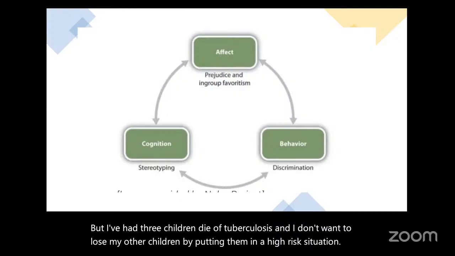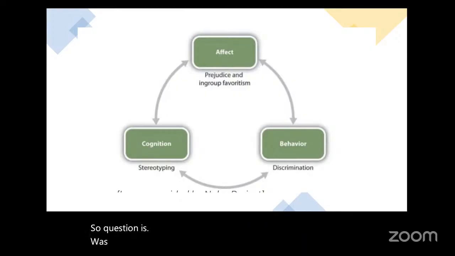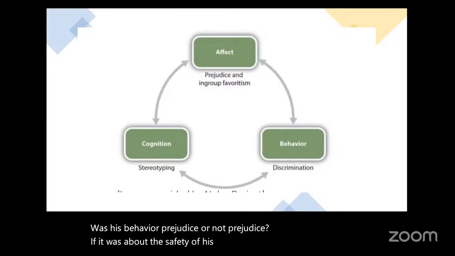So, question is, was his behavior prejudice or not prejudice? If it was about the safety of his children because of a disease.